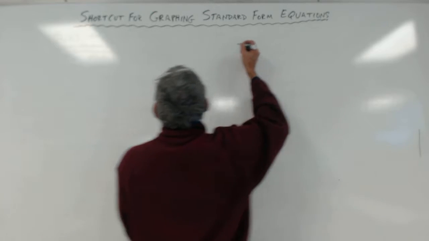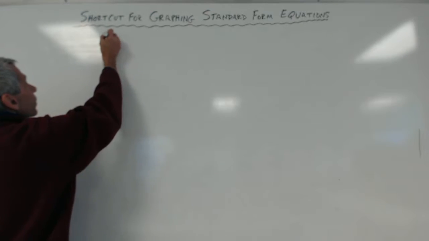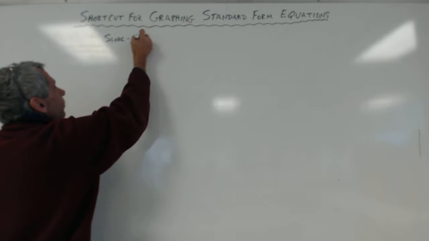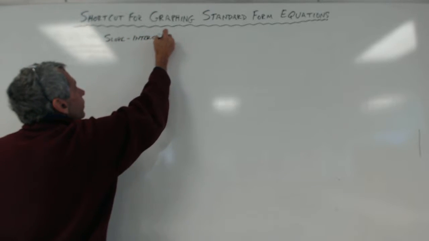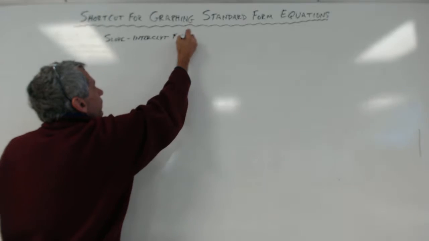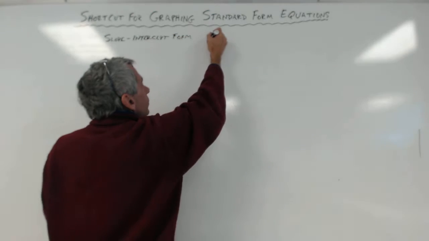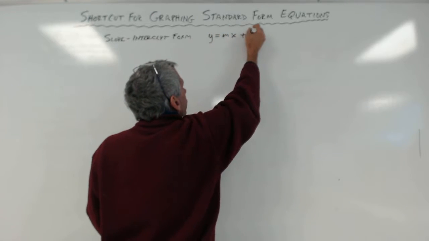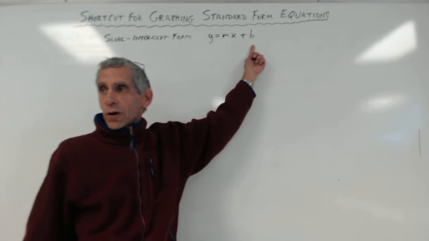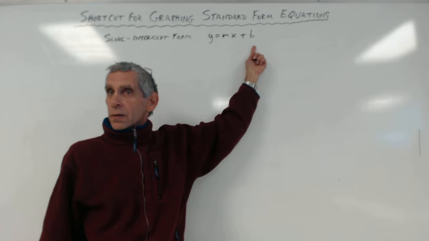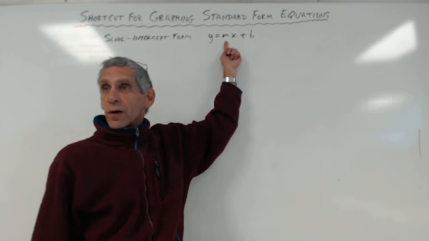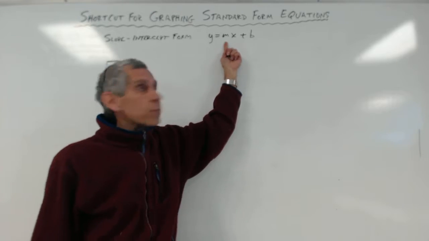Slope-intercept form first. What is the equation for that form? Y equals mx plus b. What does the b stand for? Intercept. Which one? The y-intercept. What does the m stand for? Mountain. Slope. Right. Slope.